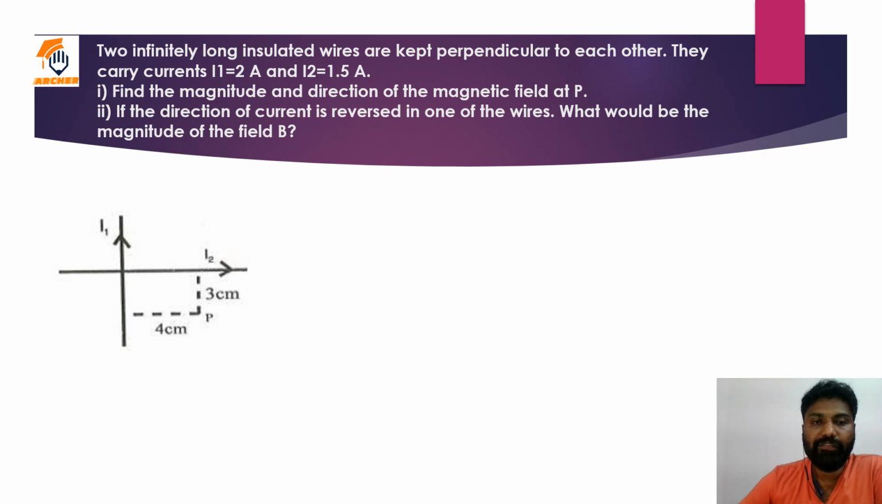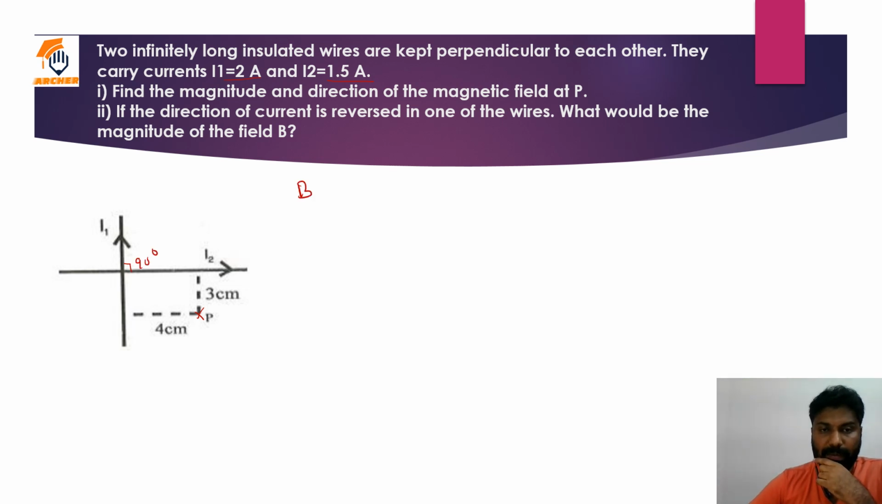Next problem. Two infinitely long insulated wires are kept perpendicular to each other. They carry currents I1 equal to 2 ampere and I2 equal to 1.5 ampere. Find the magnitude and direction of the magnetic field at P. If the direction of current is reversed in one wire, what would be the magnitude of the magnetic field? So we need to find both of these. We have two infinitely long insulated wires kept perpendicular here.